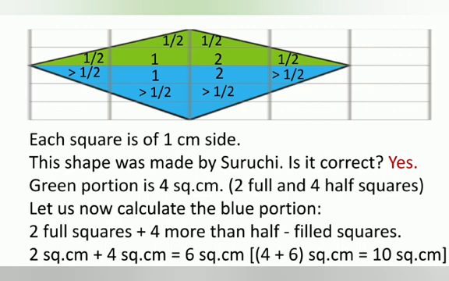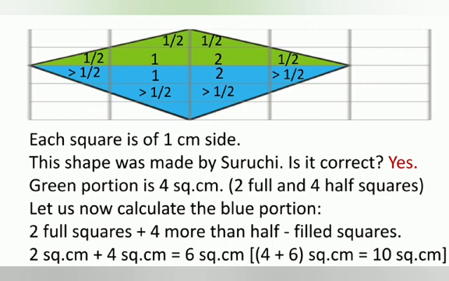Here is another polygon which was made by Suruchi. The area of this polygon should be 10 square centimeter. Is she right? Let us see. Each square is of 1 centimeter side. There are 2 portions here, green and blue. We have already calculated the area of the green portion, which is 4 square centimeter. Let us now calculate the area of the blue portion.